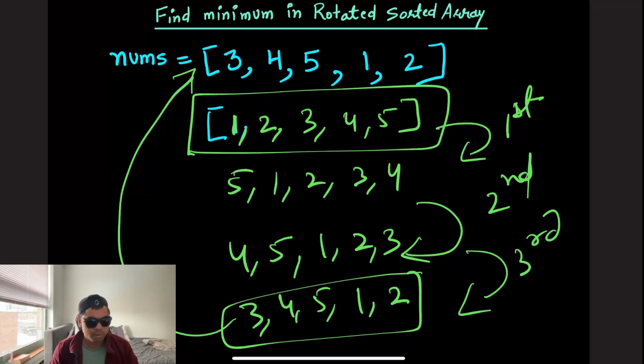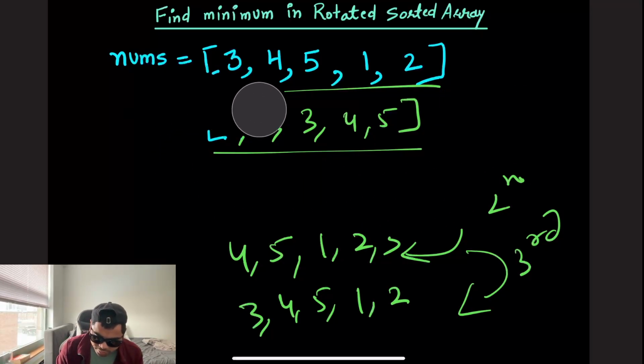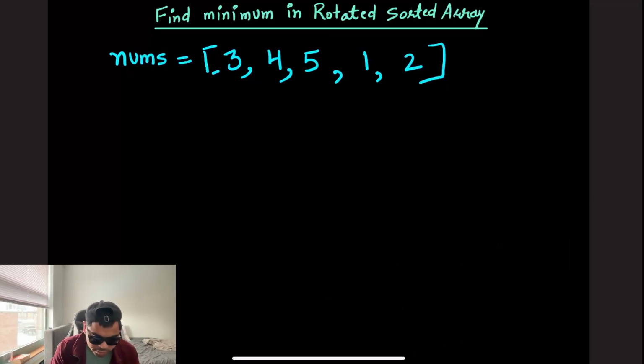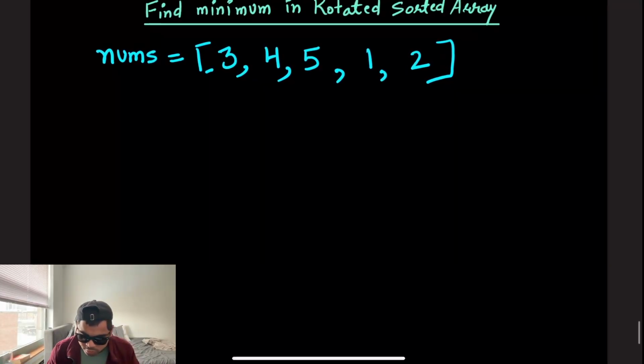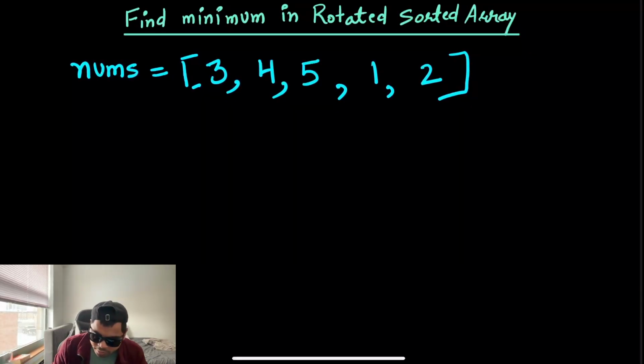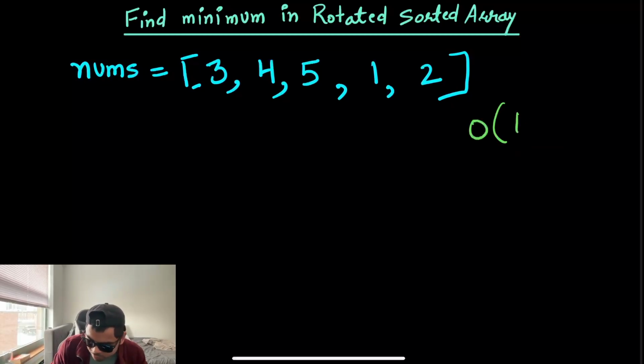Just going to minimize it a little to show you guys. So this is the rotation that we're talking about, but that's not our focus. Our focus is to find the minimum in this rotated array. This array is sorted and also rotated, so we can absolutely find the minimum element by doing a linear search, which will be O(n) time complexity. That's so easy, right? But that's not the right solution, because we have been asked for a solution with time complexity O(log n).